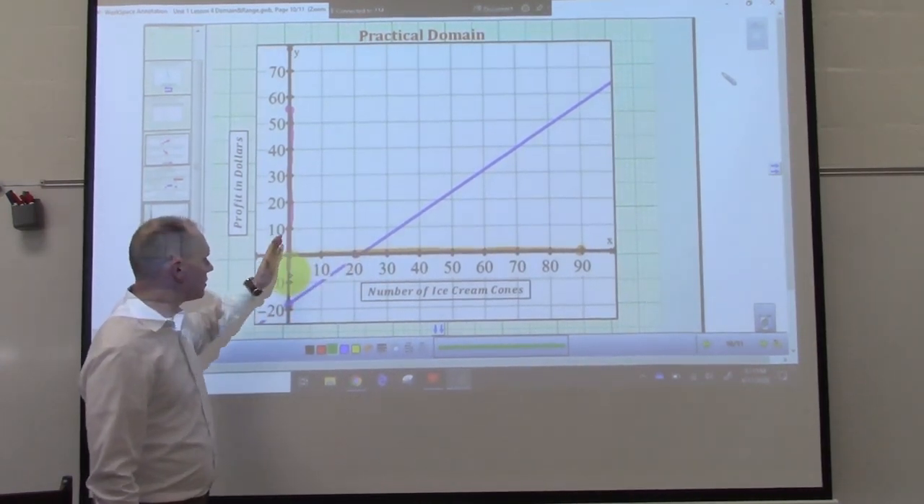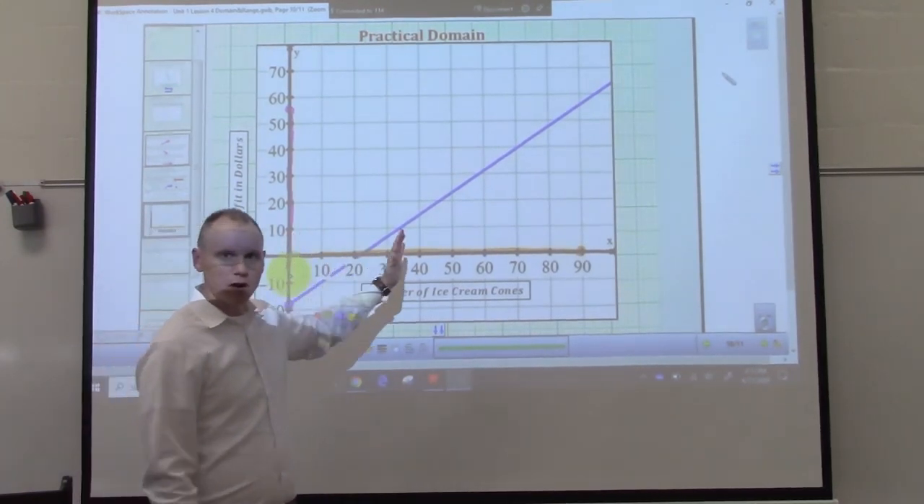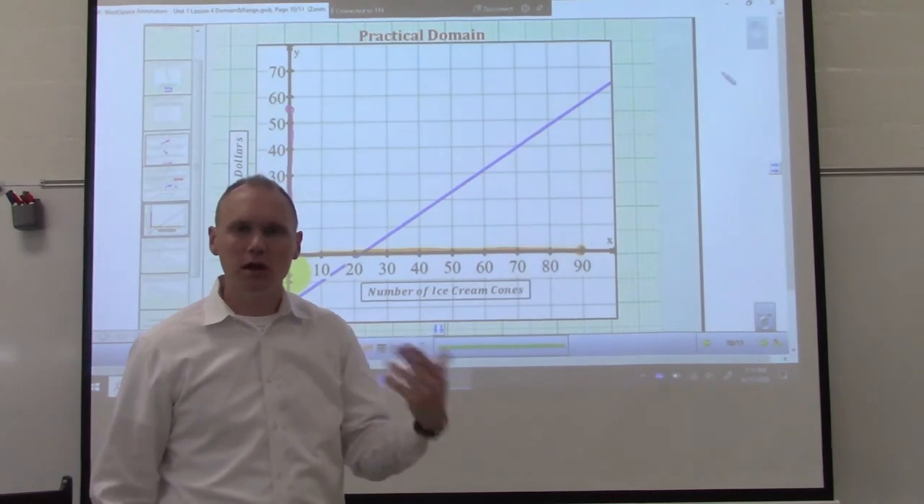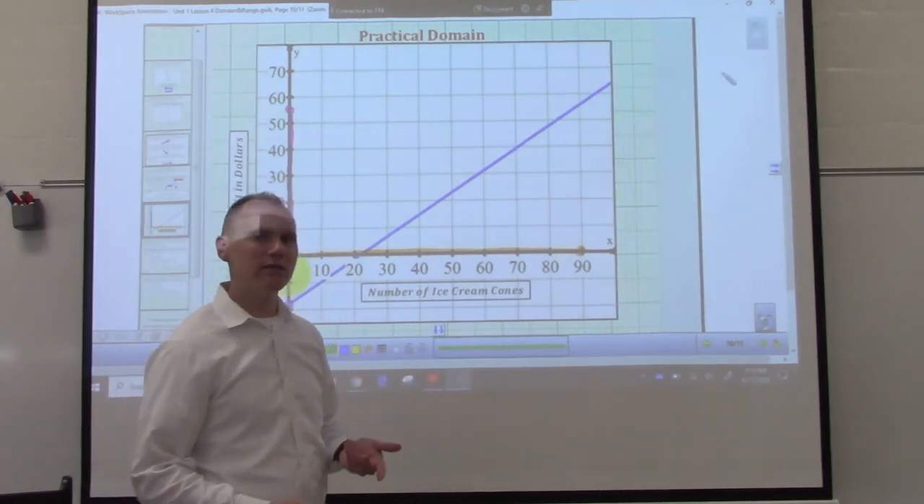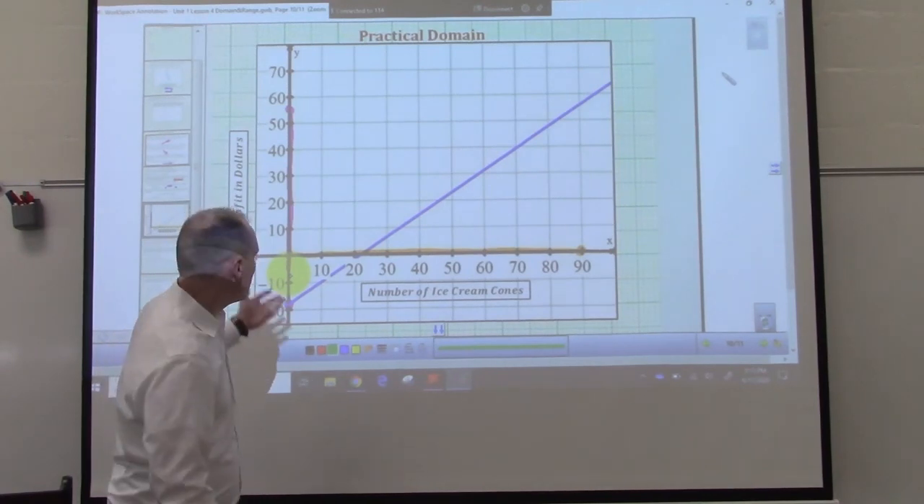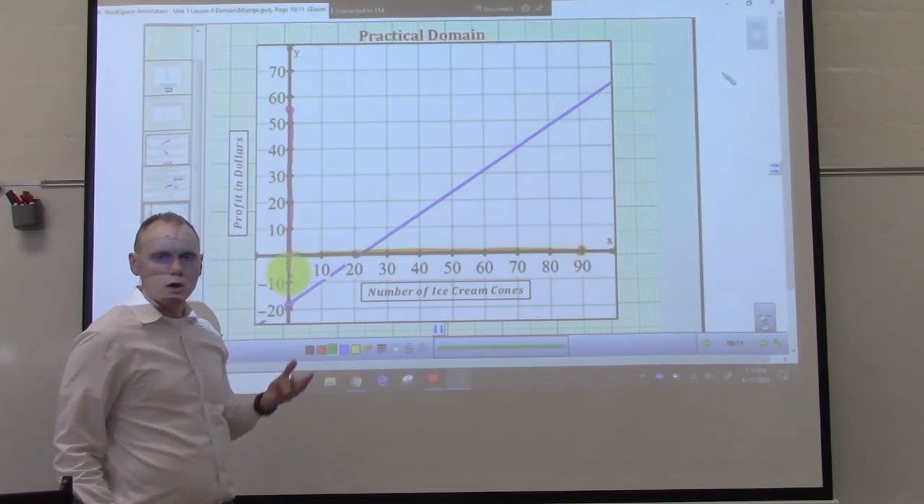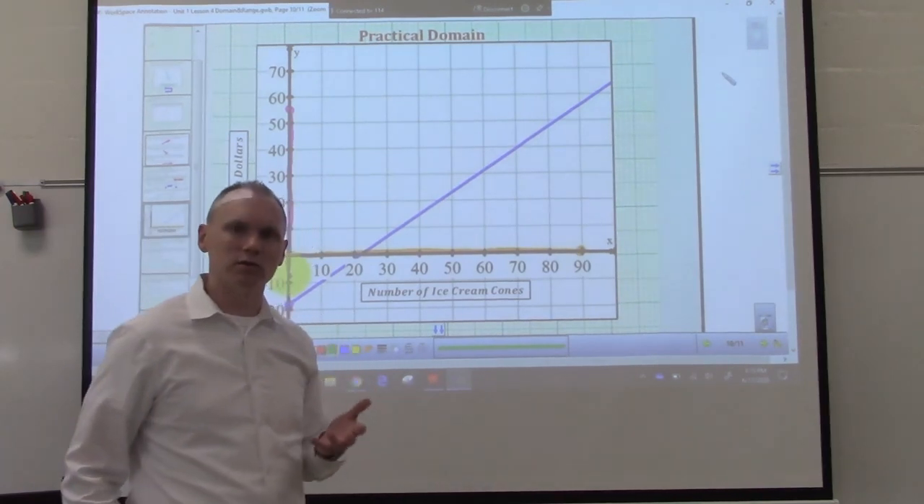So we can sell 0 ice cream cones, right? We haven't started yet. We can sell 1, 2, 3, and so on. But selling negative ice cream cones does not make sense in this situation. So the reasonable domain for this context would be all x values greater than or equal to 0.